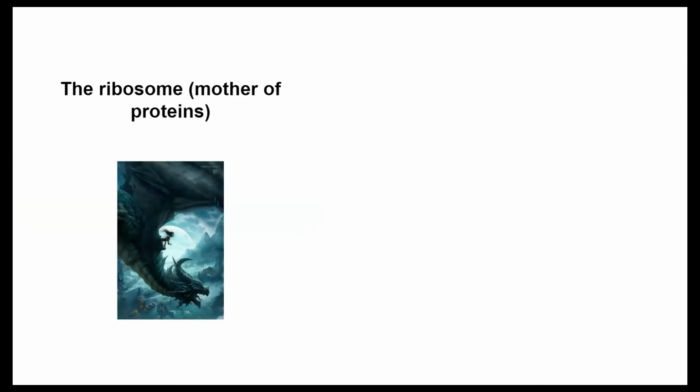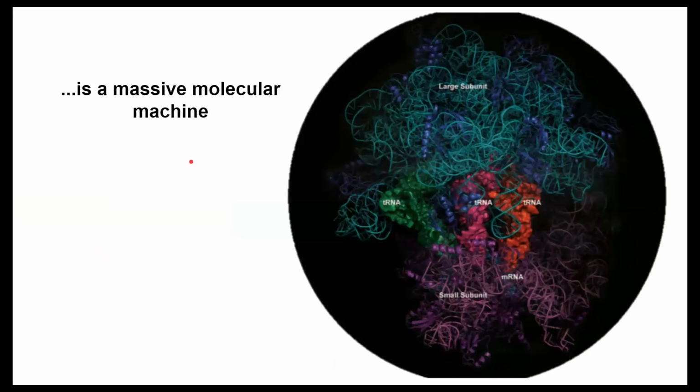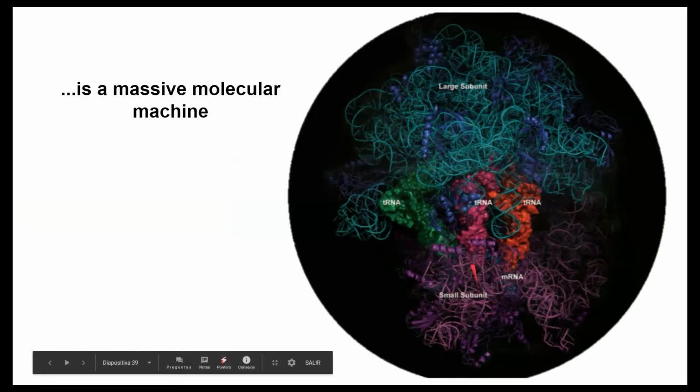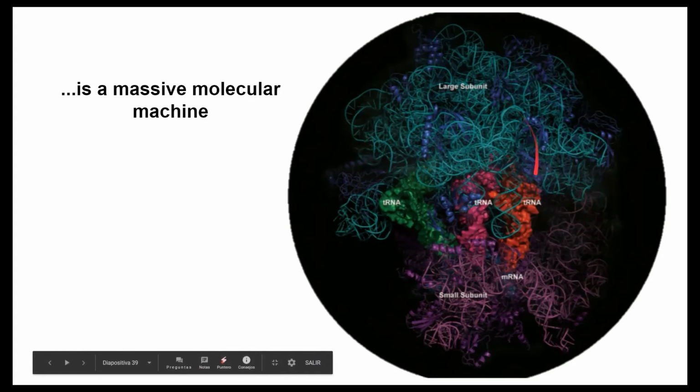So the ribosome is actually the mother of proteins, similar to the mother of dragons, but of proteins. It's a massive molecular machine. You can see here on the right, it has a large subunit and a small subunit. There are the transfer RNAs that we were talking about, and there is some mRNA. So this is actually a crystal structure of the complex where translation is going on.